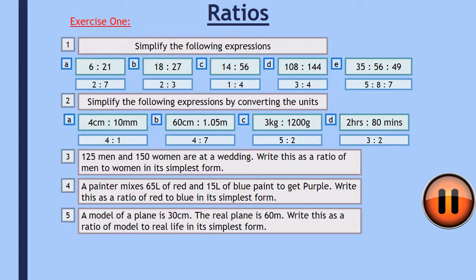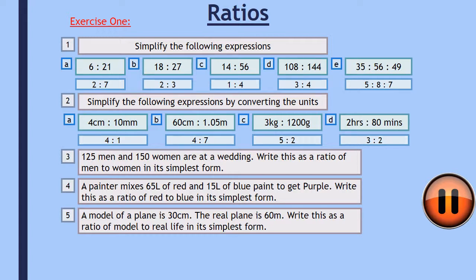Now let's look at number 3. 125 men and 150 women are at a wedding. Write this as a ratio of men to women in its simplest form. So, remember what I said about counting in 25s? Yep, so both of these numbers have a highest common factor of 25.